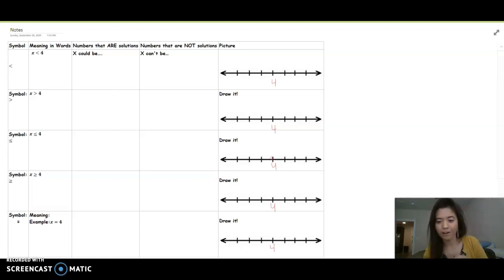We are pausing our stuff with equations and we are going to dive into inequalities. On Monday, we'll work on solving inequalities for their solutions. So today, I just want to dive into, again, what is an inequality? What do these symbols mean? Is this a solution to this inequality? So we'll start with some notes.